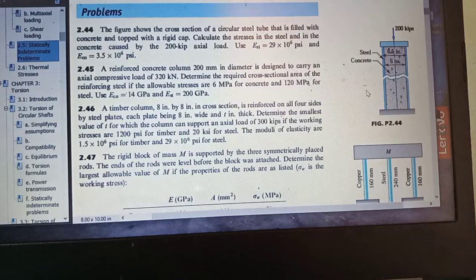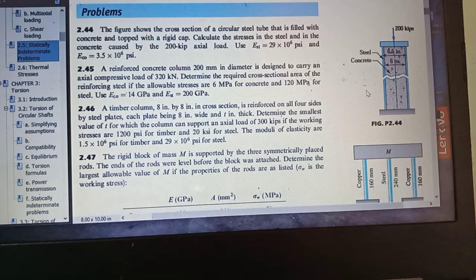Good day. Today we will be solving another problem concerning strain. In this video we will solve 2.44. The figure shows the cross-section of a circular steel tube that is filled with concrete and topped with a rigid cap. Calculate the stress in the steel and in the concrete caused by the 200 kip axial load.